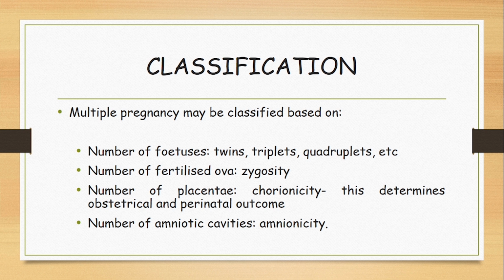Then classification can also be based on the number of placentae present, and this will give you the chorionicity. The number of placentae, the chorionicity, determines the obstetric and perinatal outcome. And lastly, the number of amniotic cavities present. So, invariably, multiple pregnancies are classified based on the number of fetuses present, the number of fertilized ova, the number of placentae, and the number of amniotic cavities.